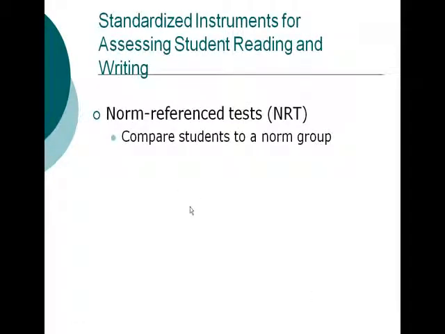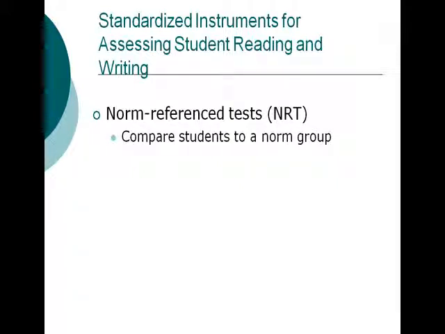So we're going to talk about reading and writing. First, about norm reference tests. A norm reference test compares students to a norm group. So there's 100 kids, this kid's age or grade, they all took the same test, and where is the student? Is he second percentile? Is he 98th percentile?